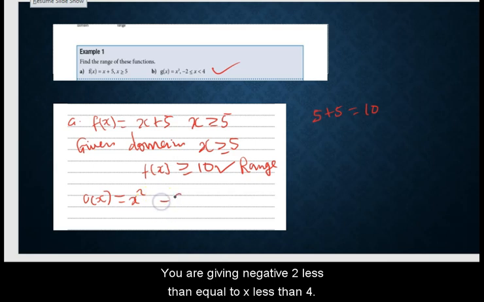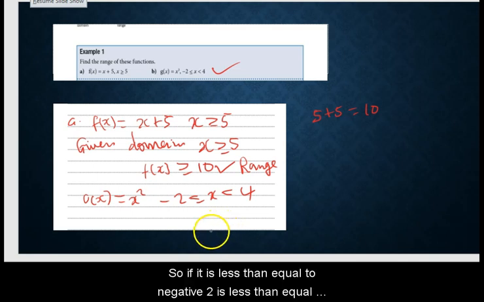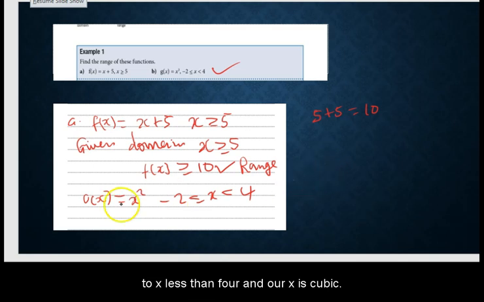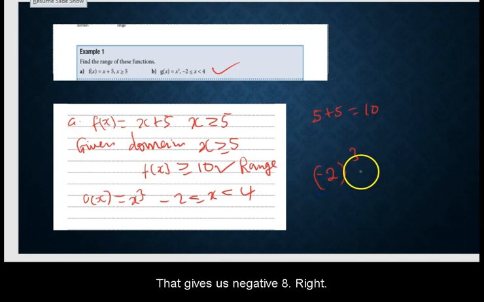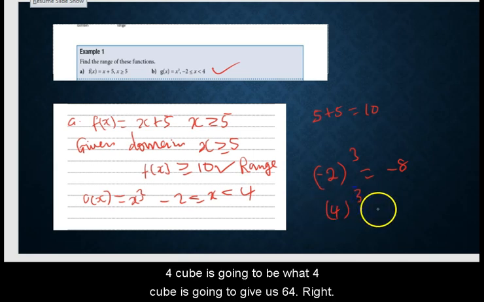You are given -2 less than or equal to x less than 4. And our x is cubic, this is x cubed. Simply substitute, it is -2 cubed, that gives us -8, right? And how about 4? 4 cubed is going to give us 64, right?